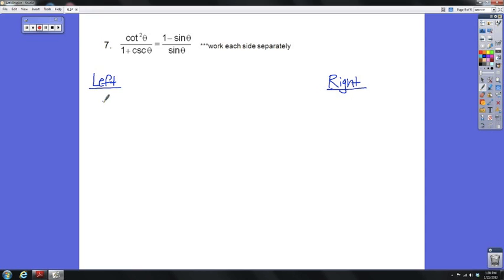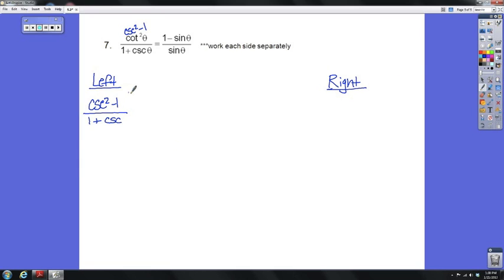So working on the left hand side, we have cotangent squared over 1 plus cosecant. Well, look on your green sheet and see if cotangent squared can be replaced with something that uses cosecant, so we can try to simplify this. Cotangent squared is cosecant squared minus 1. So that is cosecant squared minus 1 over 1 plus cosecant.